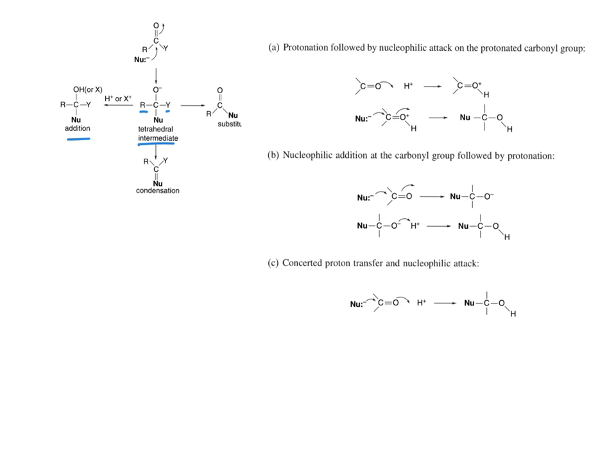So addition could proceed through one of three basic mechanisms. First, you could have protonation of the oxygen, and that gives you an activated complex that the nucleophile can then attack. Or you could have nucleophilic attack and formation of that alkoxide, followed by a second step of protonation. Or you could have both of these things happening in a concerted fashion. So this is kind of like the E1 versus E2 versus E1cB mechanisms for elimination.